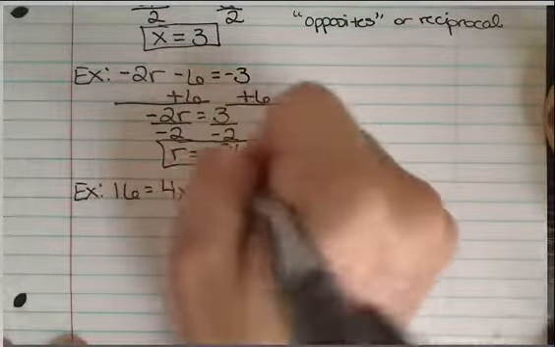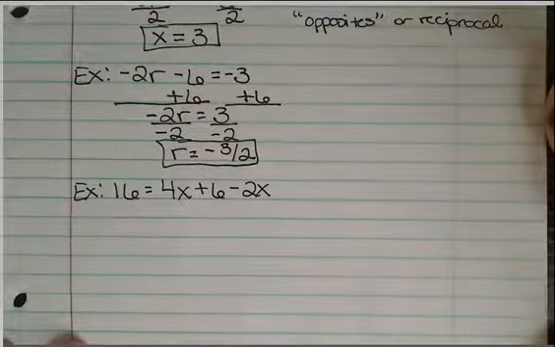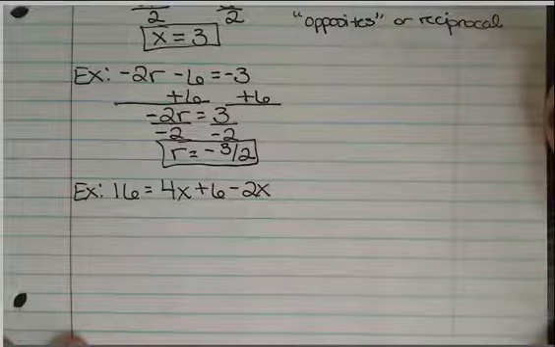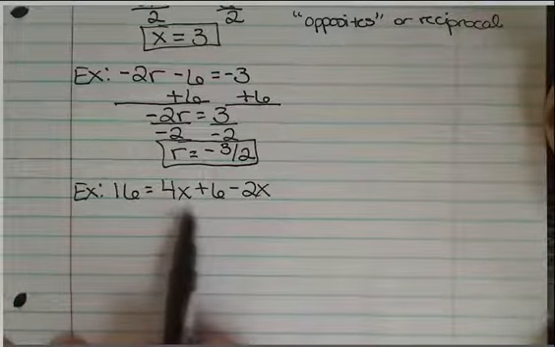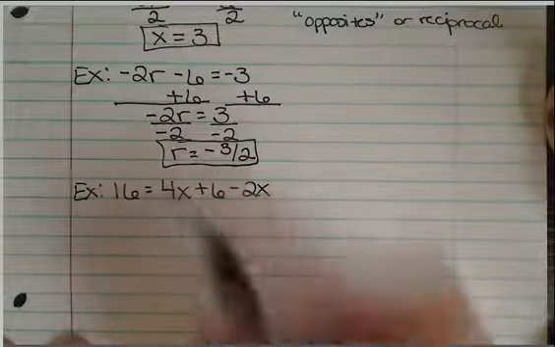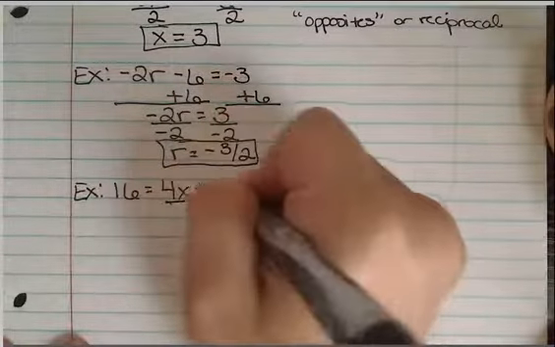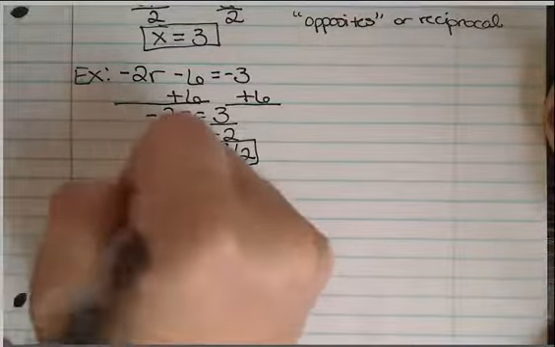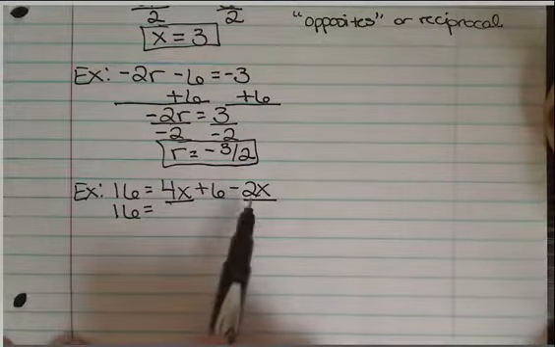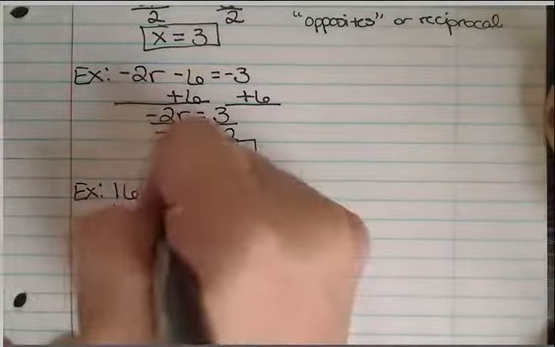Step 1, do we have fractions? We do not. Step 2, do we have parentheses? No. Step 3, can we combine like terms? Well, we have a 4x and we have a negative 2x, so yes, we can. We can start with step 3 and combine our like terms first. So we have 16 equals 4x minus 2x will give us a positive 2x plus 6.